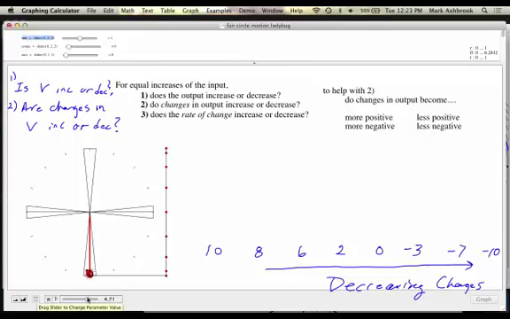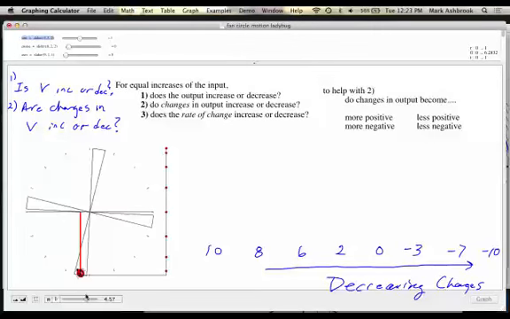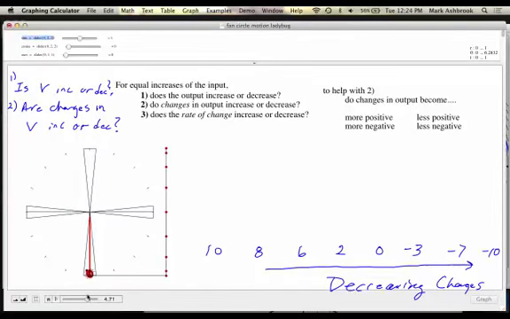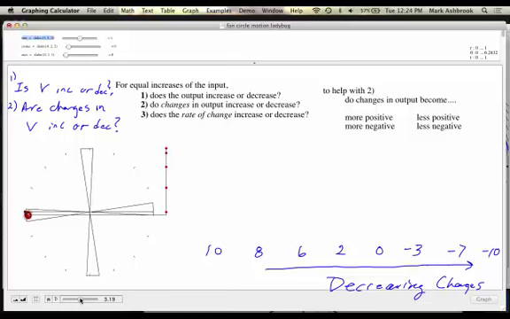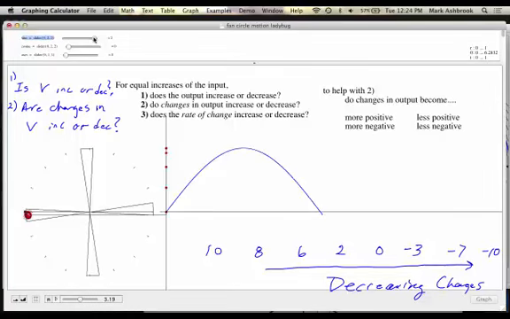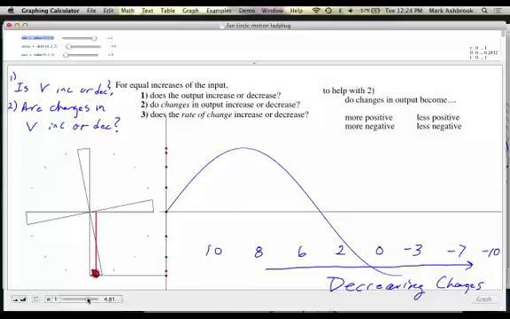So if those changes are getting less negative, are those changes increasing or decreasing? Increasing changes, because they're getting less negative. So what will the graph look like? Increasing rate of change is concave up or down? Up. So the quantity is decreasing, but it's concave up, meaning the rate of change is increasing.